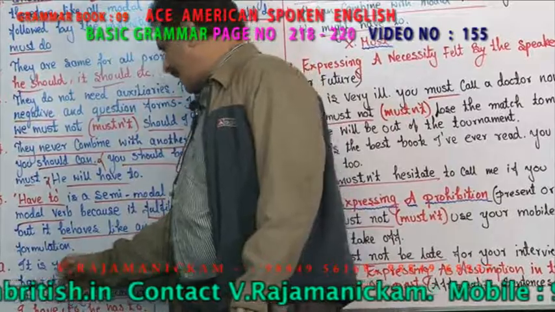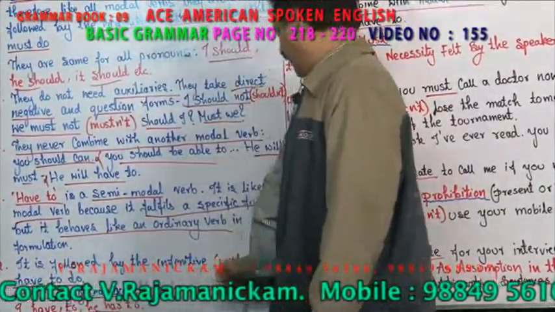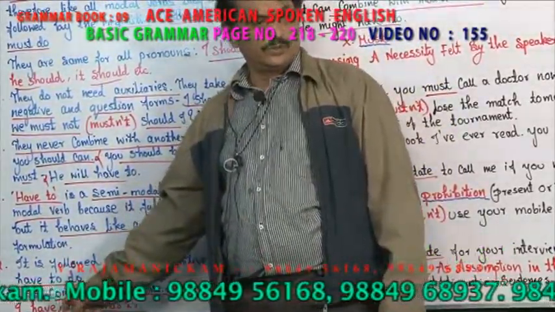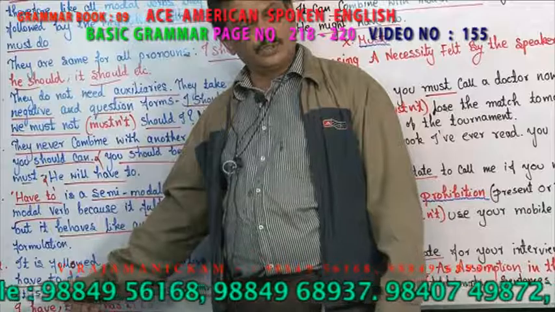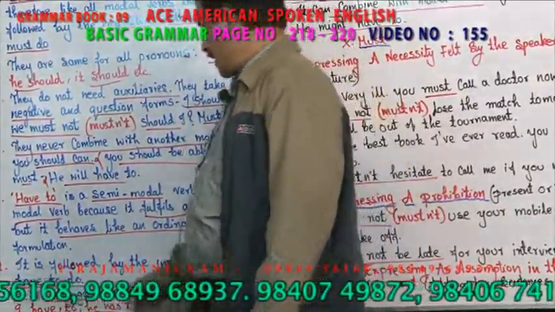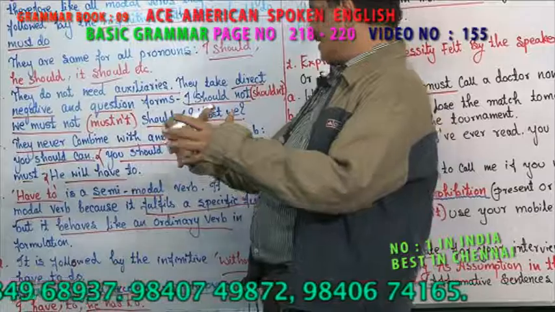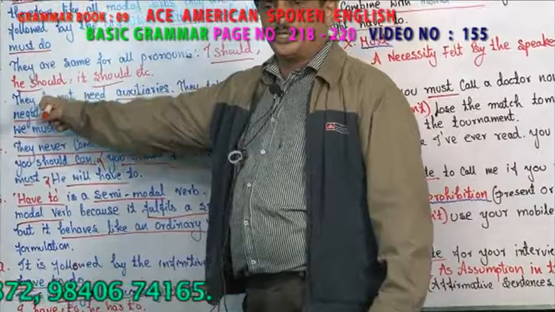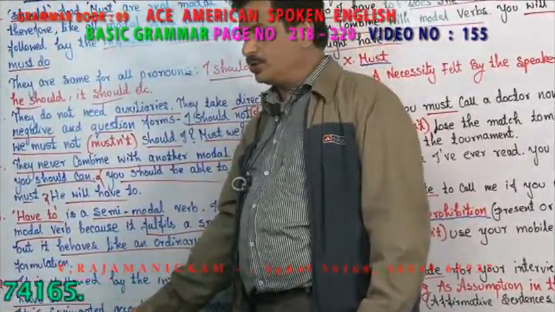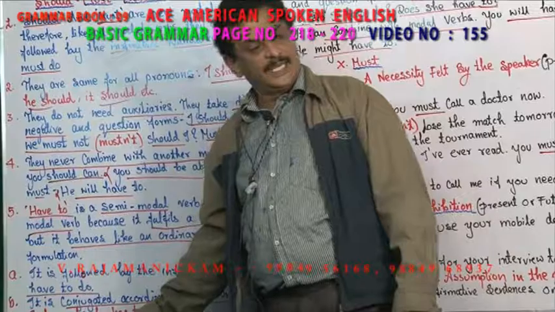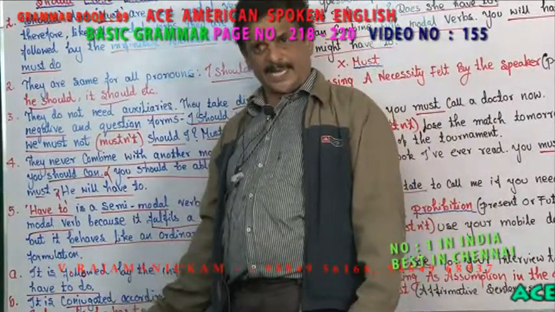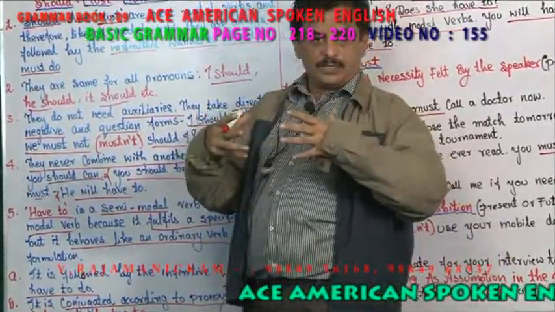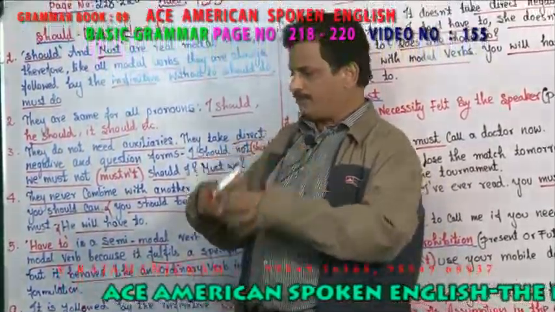It is followed by what? By the infinitive without to. Have to do. Have to go. It is conjugated. Conjugated means what? According to the pronouns. Here, he shoulds, you don't use. But here, he has to. You don't use he have to. You have to use he has to. She has to, Rama has to, they have to, right, sir? It agrees with the subject.